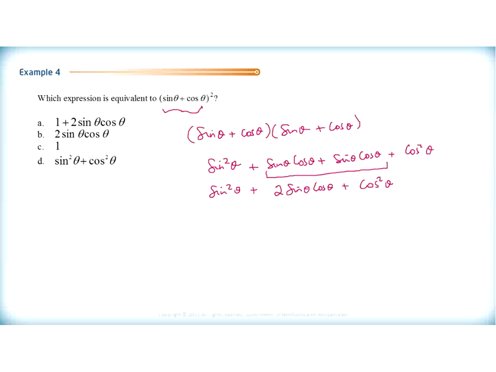Now you should also recognize at this point, again, our Pythagorean identity, sine squared plus cosine squared equals 1. So I'm simply left with 1 plus 2 sine theta cosine theta. 1 plus 2 sine theta cosine theta, correct answer is A. I can't do anything else with that.